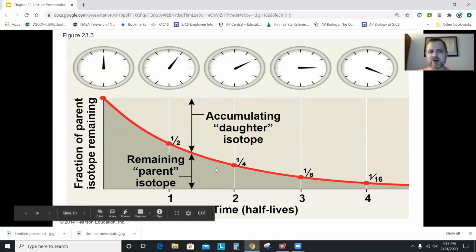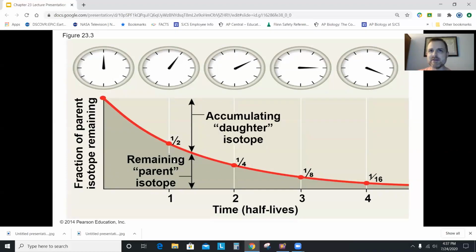Every half-life for carbon-14 is about 5,600 years. So if it's been between 11,000 and 12,000 years, you know that 2 half-lives of carbon have passed. If you had 8 grams and now you have 2 grams, you cut it in half twice.